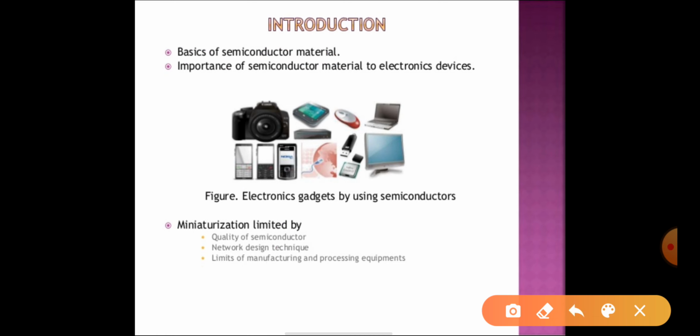Normally in the introduction some points are remaining, which I will still tell you. So have you heard about this device?